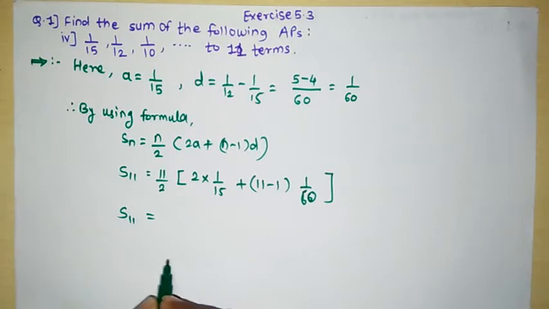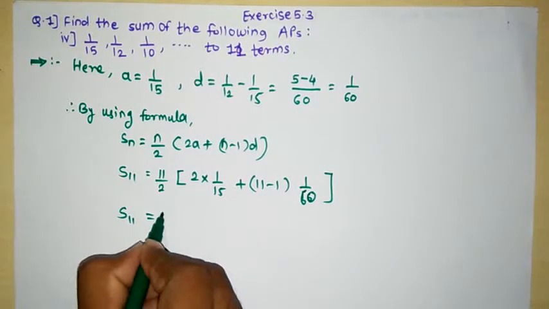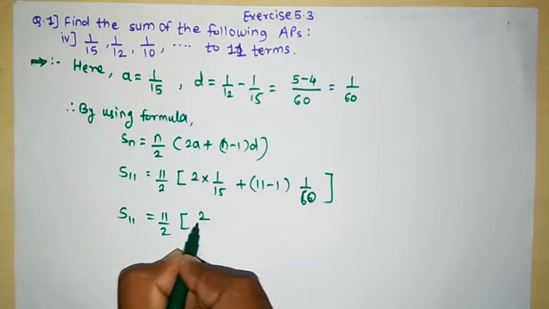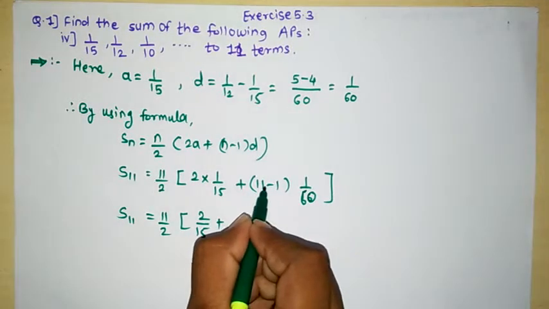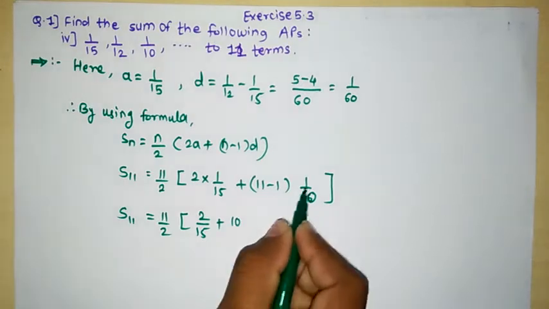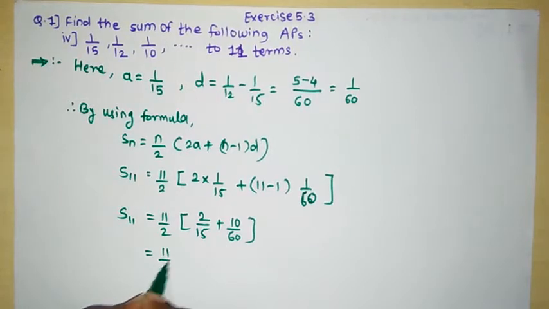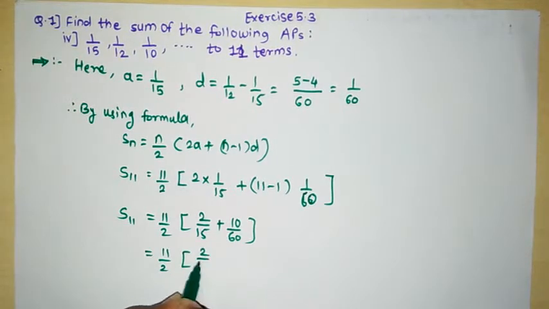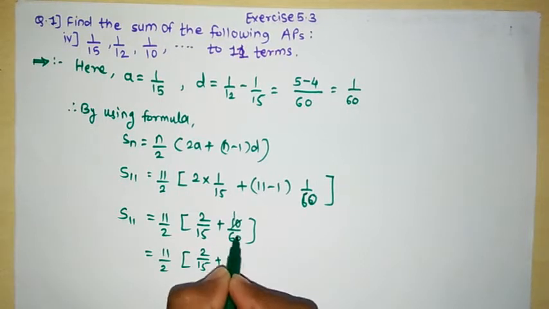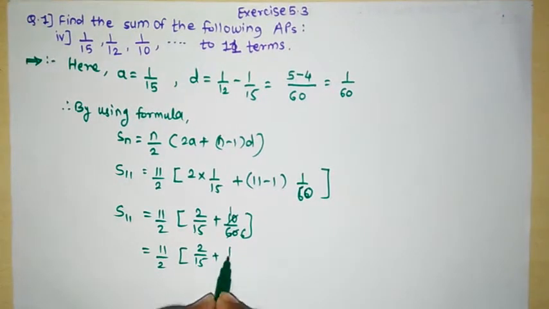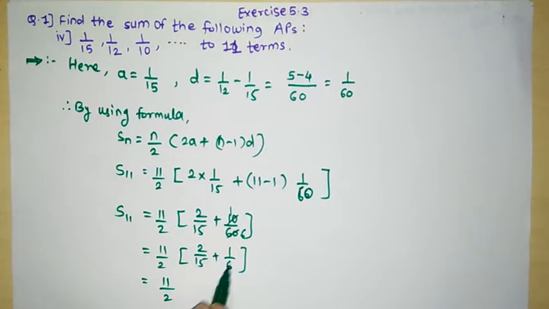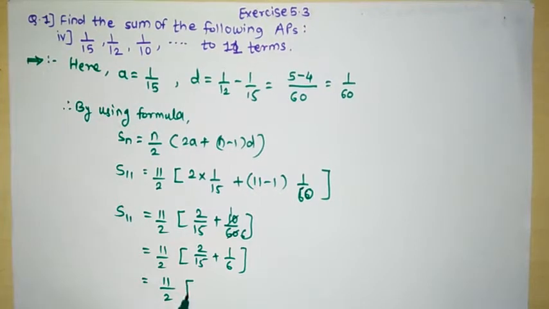Therefore, S11, sum of the 11 terms, is equal to 11 by 2 into 2 by 15 plus 11 minus 1, that is 10, into 1 by 60, that is 10 by 60, which is equal to 11 by 2 into 2 by 15 as it is, plus 10 ones are 10, 10 sixes are 60. Therefore it will come 1 by 6. Now see here, again we have to calculate the LCM of 15 and 6. What is the LCM of 15 and 6? LCM of 15 and 6 is 30.